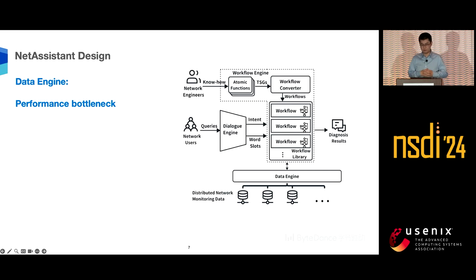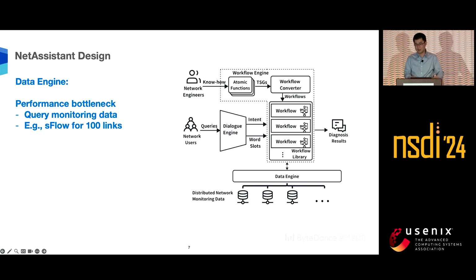However, we find the performance bottleneck of the entire system is data retrieval. Why? Because querying cloud network monitoring data is very heavy. Think about, for example, querying 1 hour of sFlow data for 100 different links, or querying the switch syslog for 1,000 switches within 1 hour. That is very huge. You really cannot achieve that within a few seconds. So we think this is really the performance bottleneck of the entire system, and we need some optimization to address this issue.